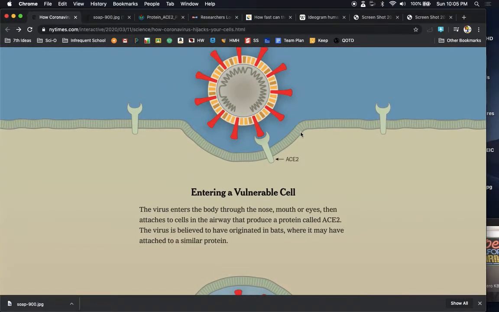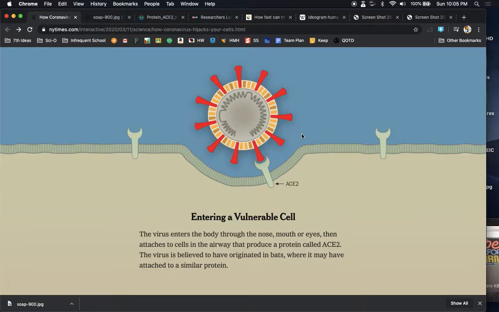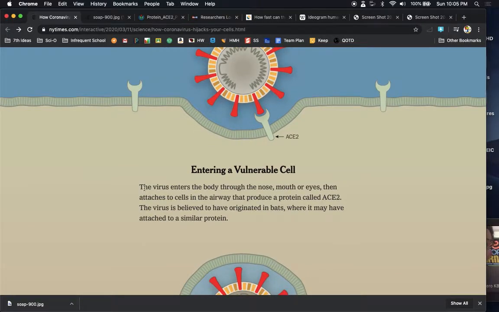I want to talk about how it gets into a cell. Now, this is the virus here, and what it's looking for is a similar shape to latch onto. That shape comes from what we call this ACE2 enzyme, and an enzyme is just a protein. This ACE2 is a specific enzyme that lives in your body that has a shape the coronavirus really likes. As you see down here, it enters the body through the nose, mouth, or eyes, and then it attaches to cells in the airway that produce a protein called ACE2. Again, ACE2 is an enzyme, which is just another name for a protein.